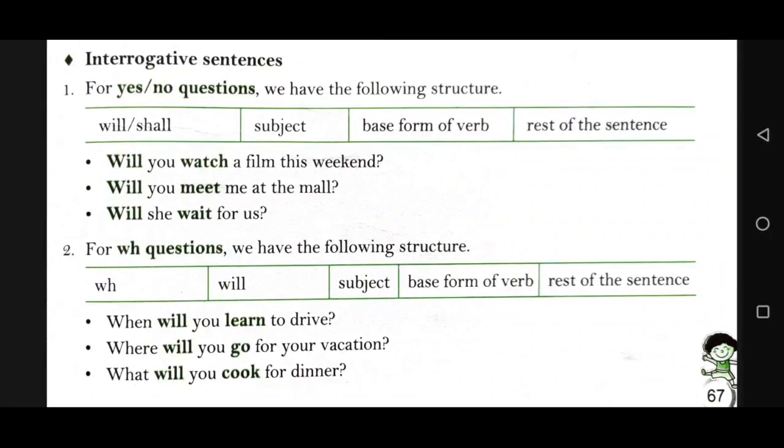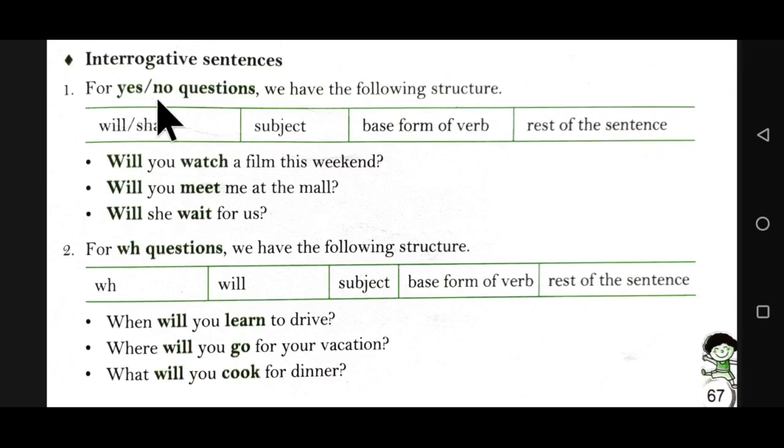Now after that comes the structure for interrogative sentences in simple future tense. So again, first we will study yes or no questions, then we will study WH questions. So again, as I told you, what are yes or no questions? Questions whose answers will be yes or no, and which have no WH words at the beginning. Such types of questions are known as yes or no questions.